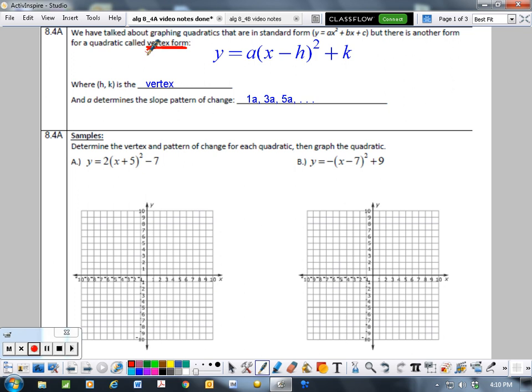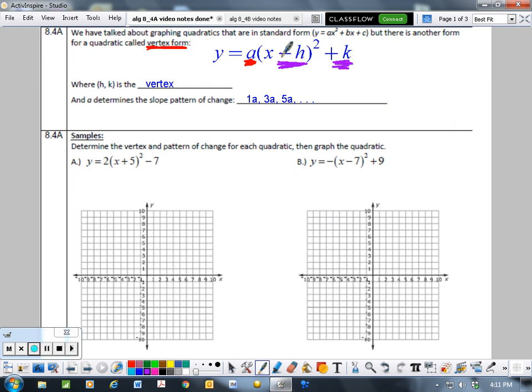It gives you your a so you can find your slope. So there's really not a lot of calculation involved. So here's your a for your slope. And then your vertex is what we call h, k. Because we have an h and a k here, those are our vertex.